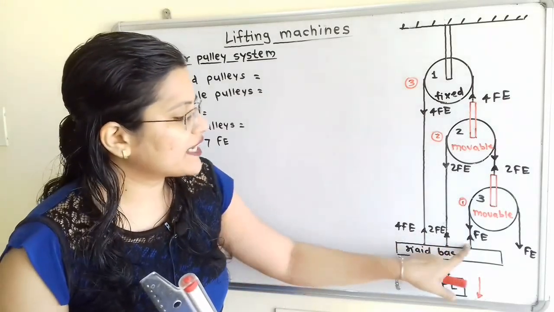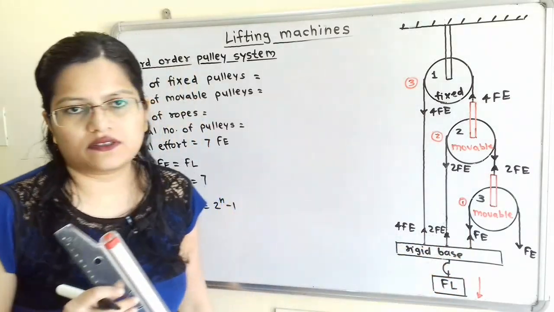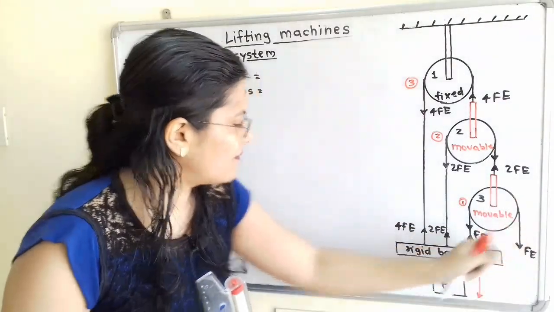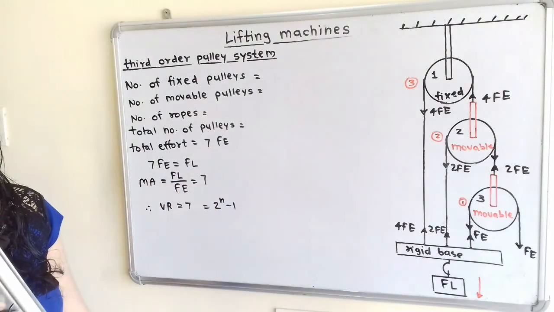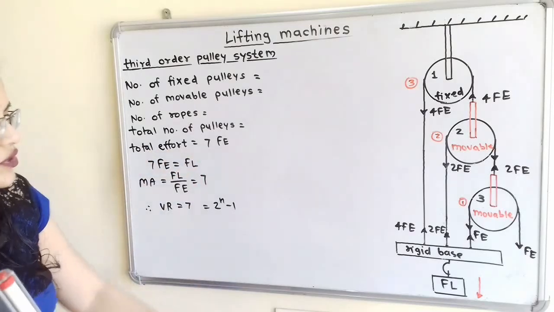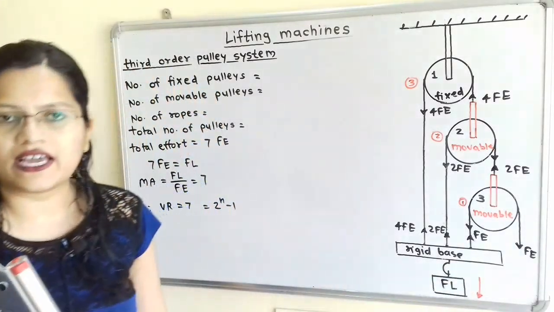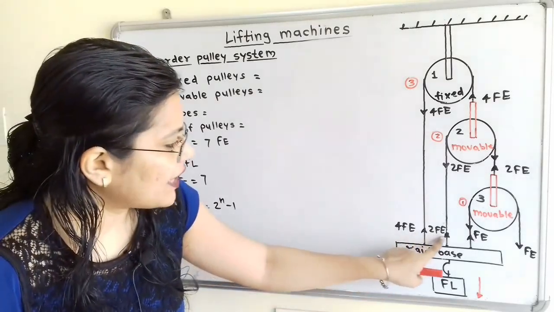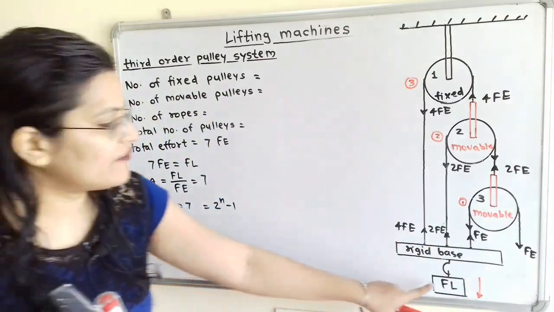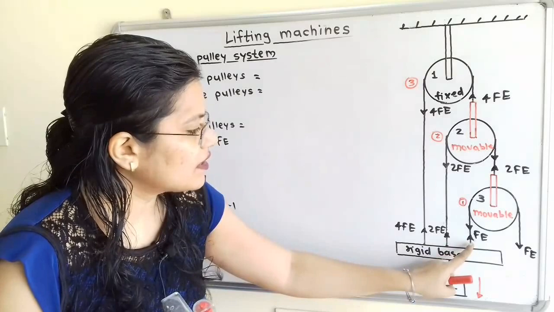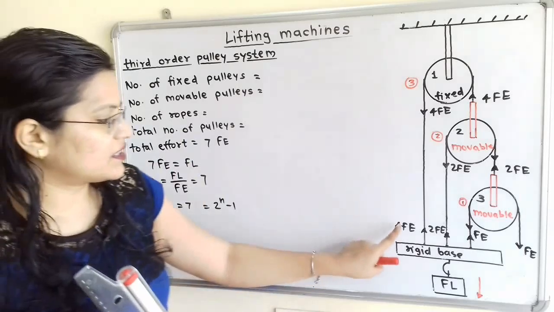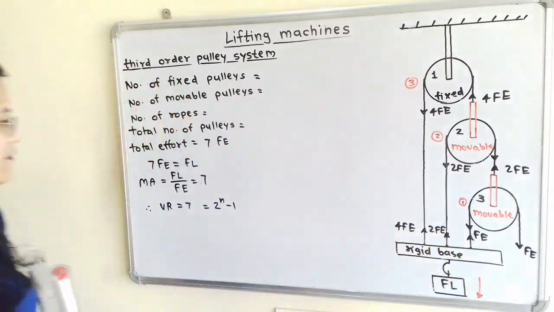So what is the total tension? 4 plus 2 plus 1, that is equal to 7 Fe. So the total effort is equal to 7 Fe for all these ropes. How can we write this? This load Fl will move in the downward direction. So Fl is equal to this effort along with these 3 ropes, which will move in the upward direction, that is 4 plus 2 plus 1 Fe, which is equal to 7 Fe.